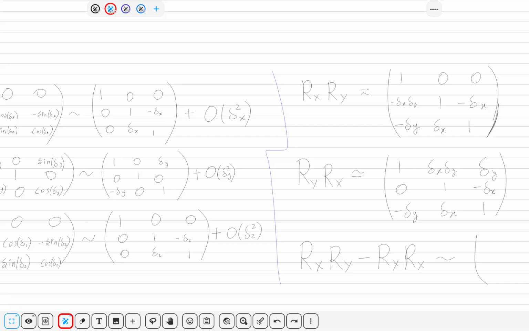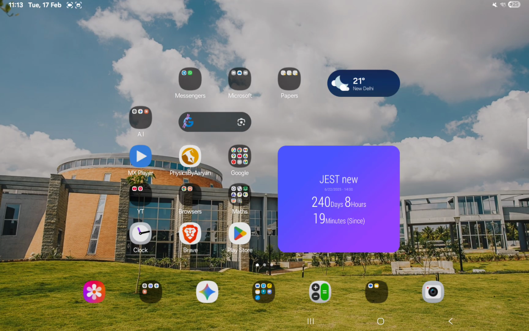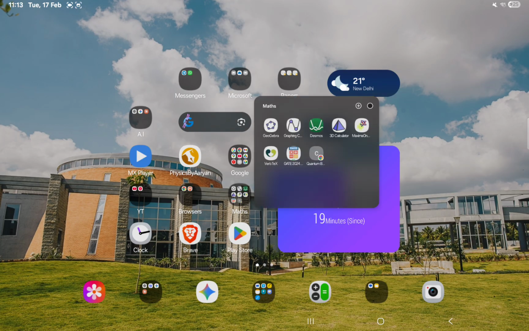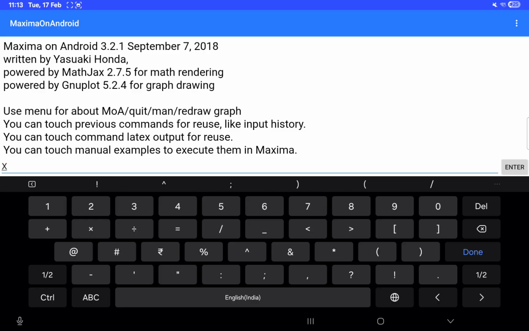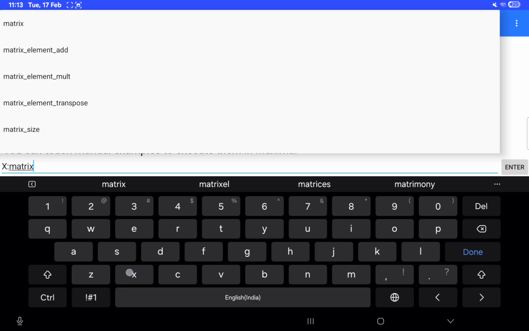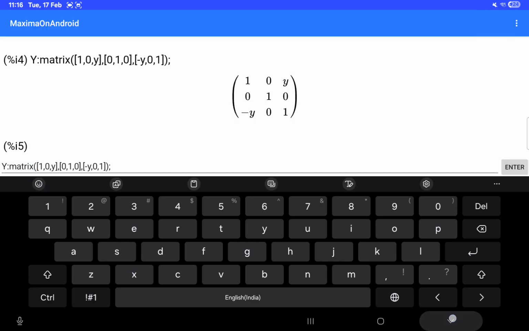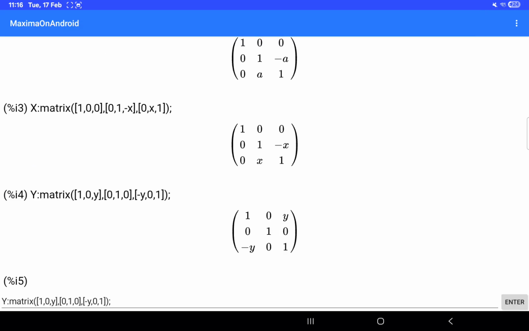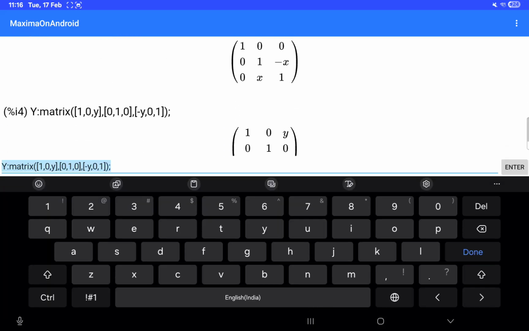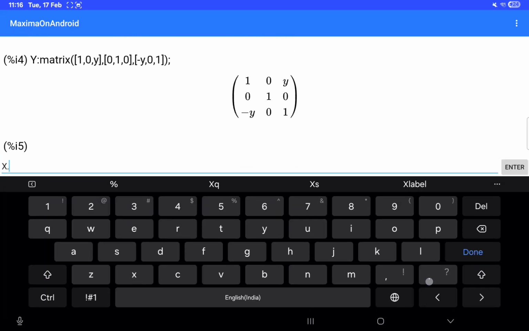So let me just do it in Maxima and check. I want the result at this point. So let me define a rotation in x direction with small angle a, let's say. I will just skip this part. I will just write the code. Okay, I made the code for rotation in x and rotation in y. Let me check if I did calculations right.